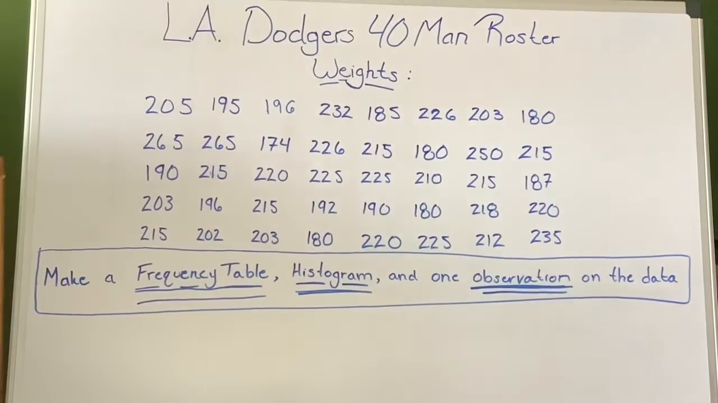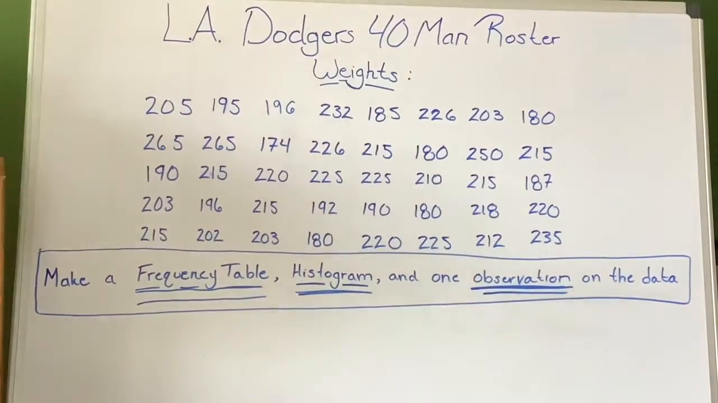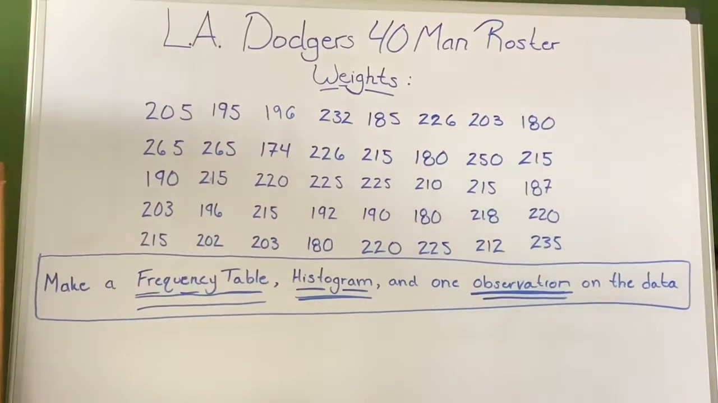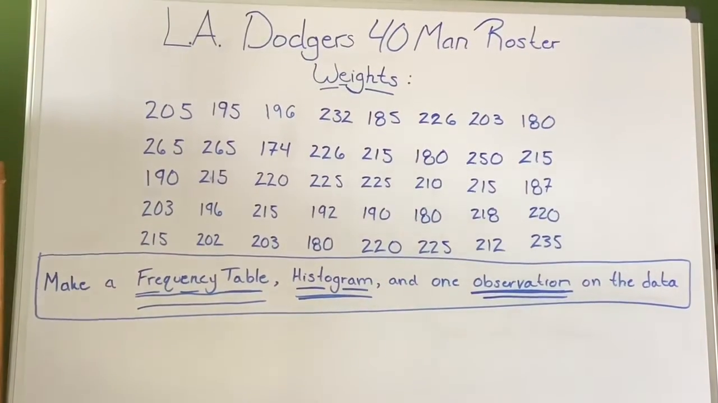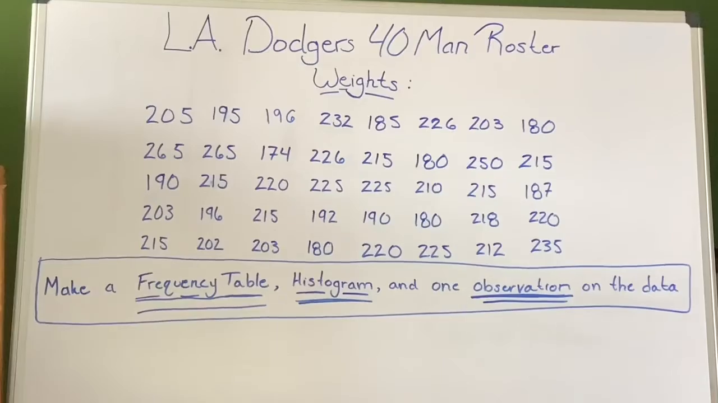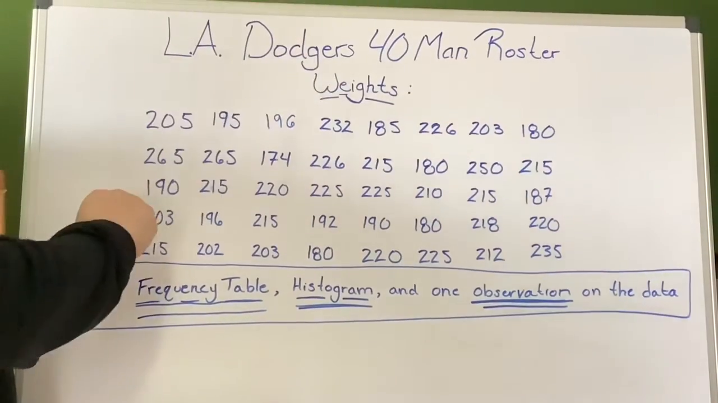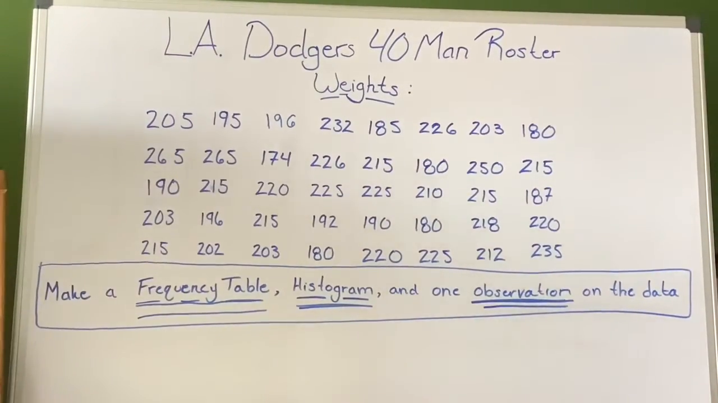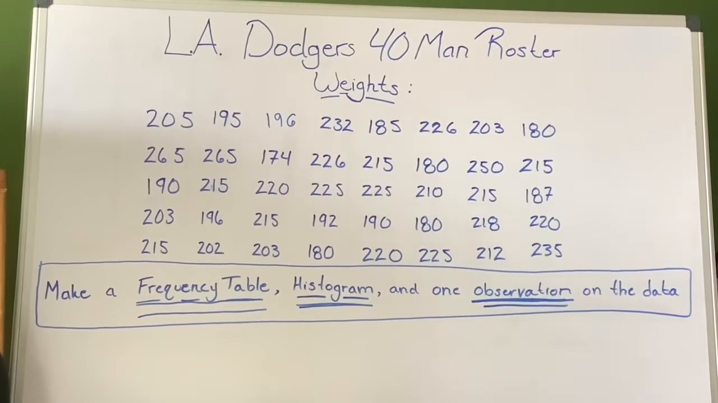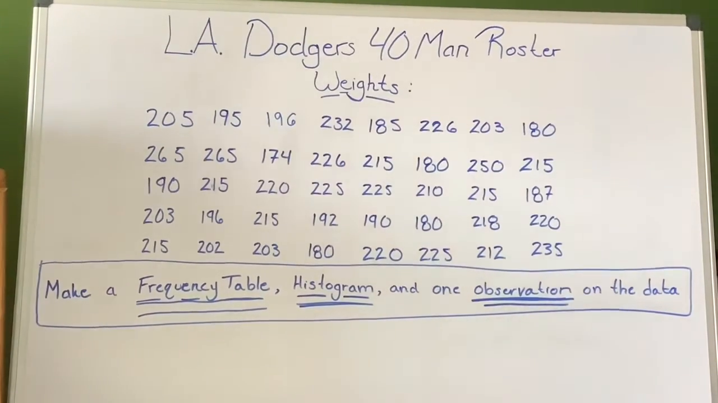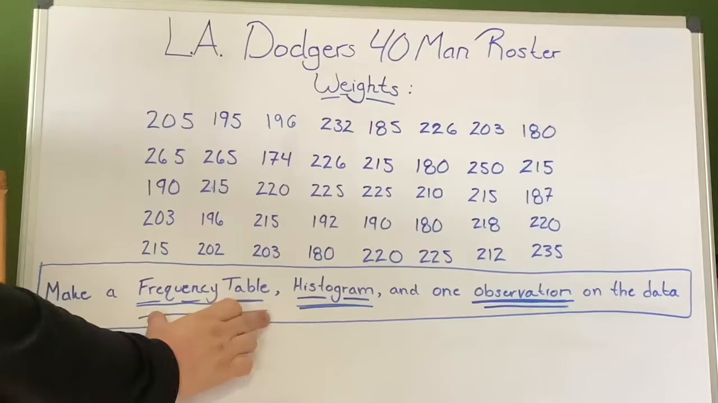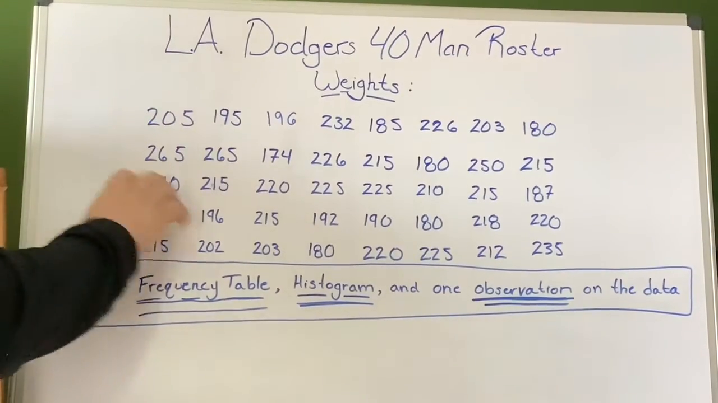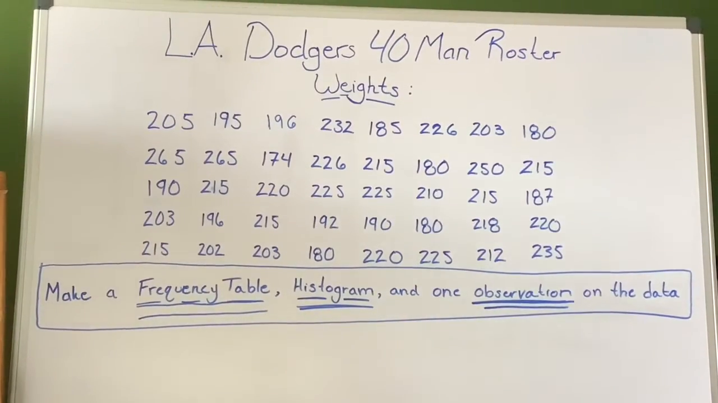All right. So this is again the LA Dodgers 40-man roster, and guess what? This time we came up with 40 weights. So who knows what happened on the last one? But it's their weights. Okay, there's 40 data points here, and so it's really important that you build a frequency table first. Once you have your frequency table, it'll be really easy to tally and put them in bins. Remember what the video said about bins.